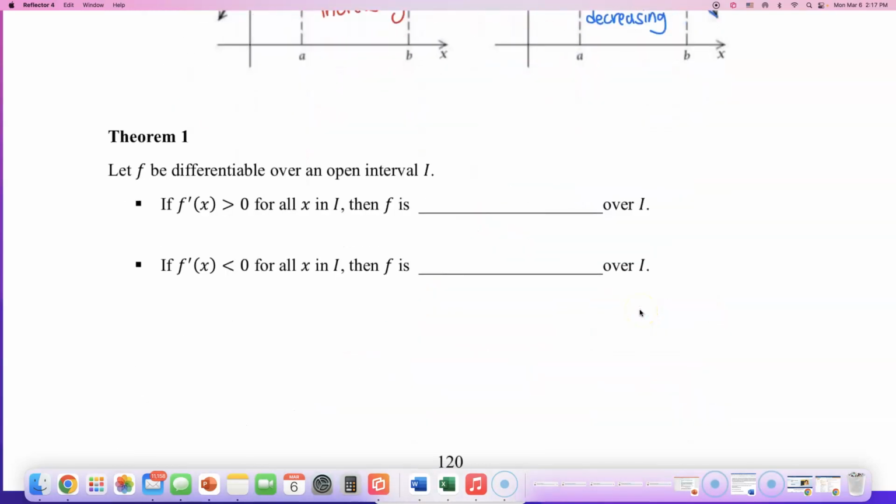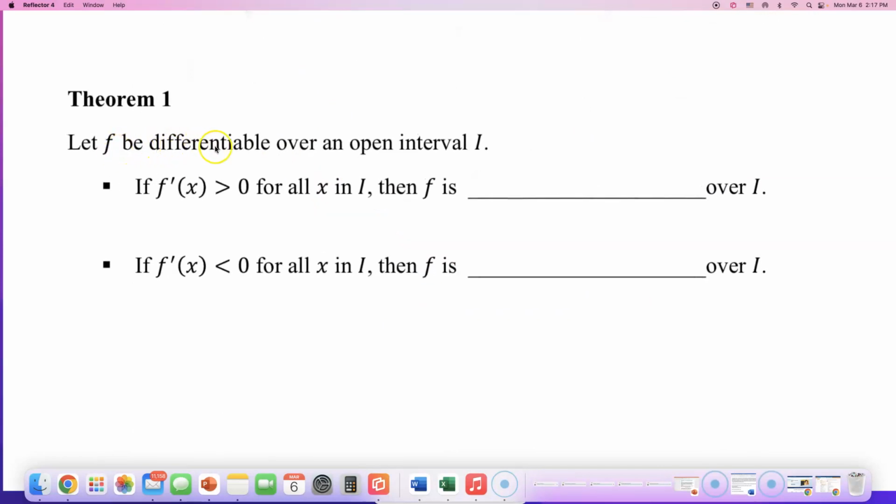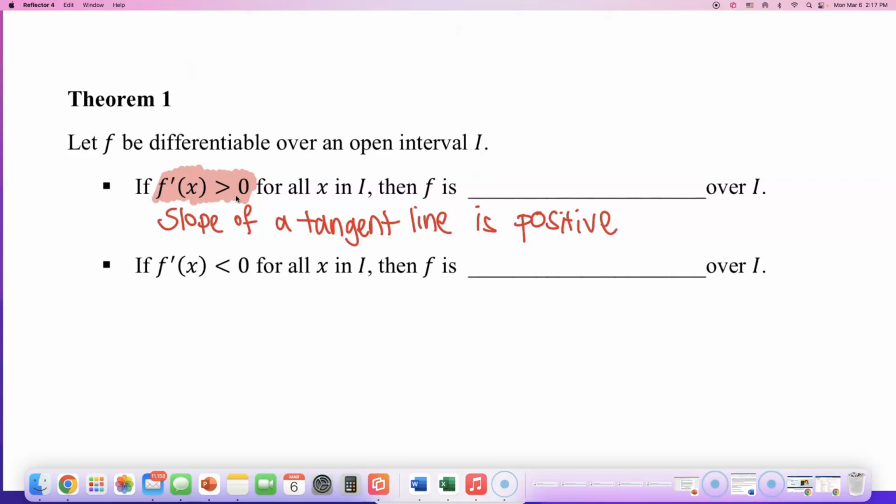So let's look at this theorem over here. Let f be differentiable over an open interval I. If f prime of x is positive, so now take a look. What are they saying over here? That the derivative is positive, that the slope of a tangent line is positive. That's what they're saying in that red highlighted part. Then, guess what we can say? f is increasing over I. Going up from left to right, so the slope of a tangent line is positive.